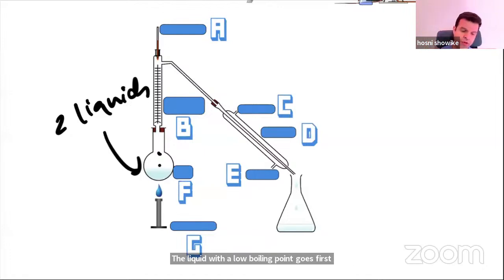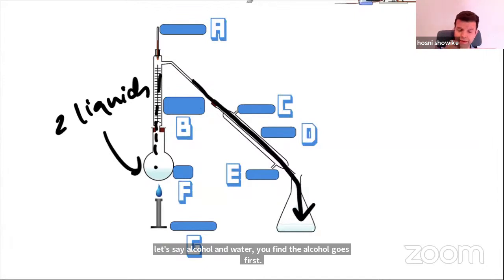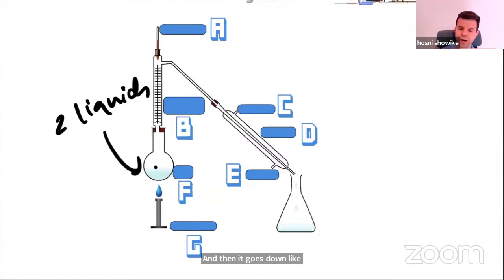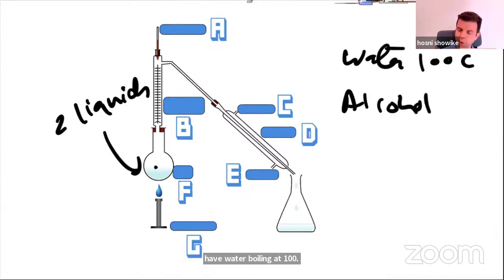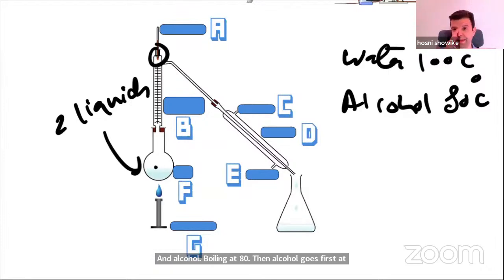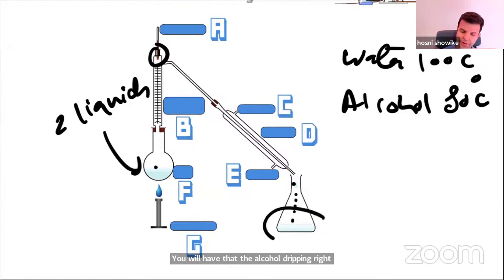So you'll find, let's say with alcohol and water, that the alcohol goes first, and then it goes down like this, right? We said if you have water boiling at 100 and alcohol boiling at 80, then alcohol goes first. At 80, what's going to happen? You will have the alcohol dripping right here, and the water is left behind.